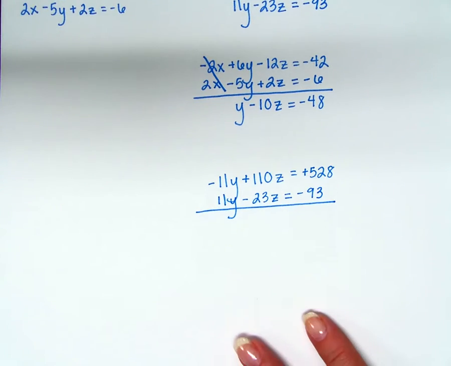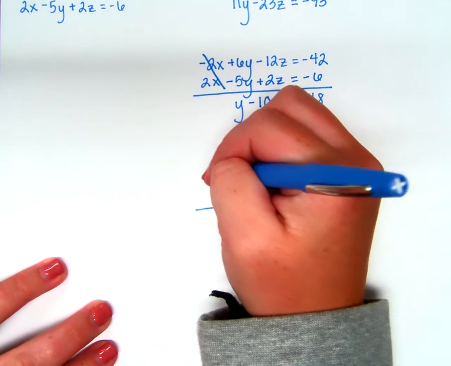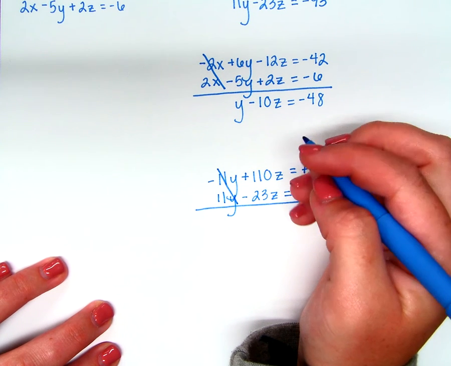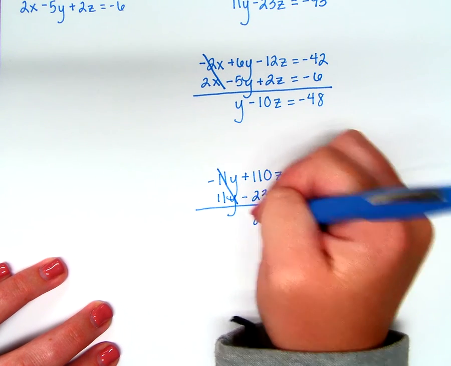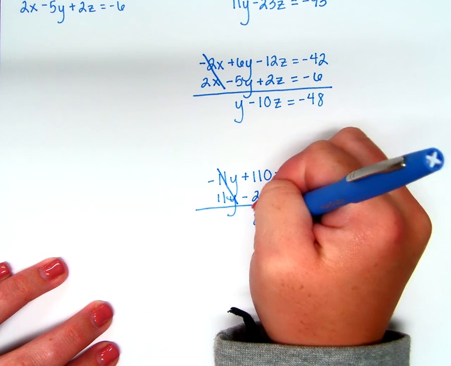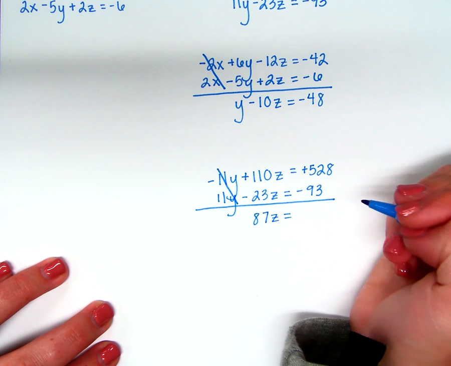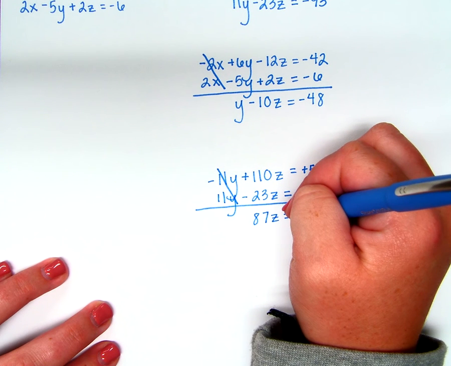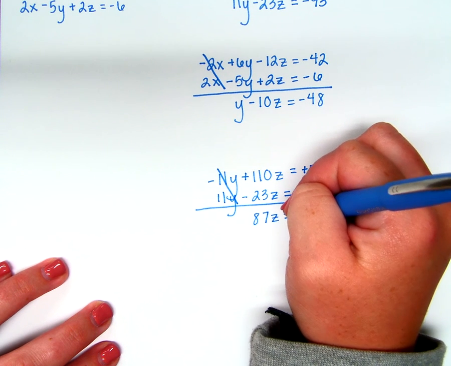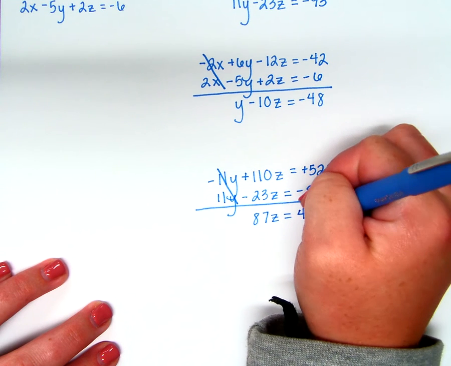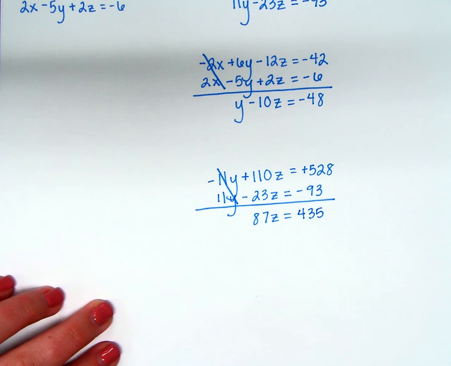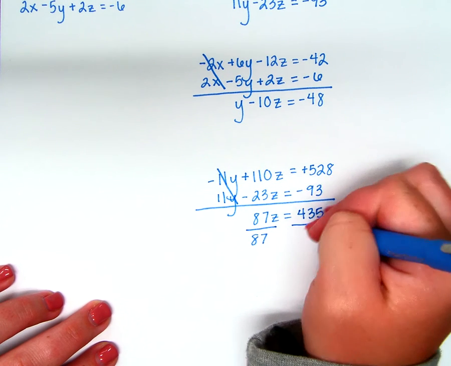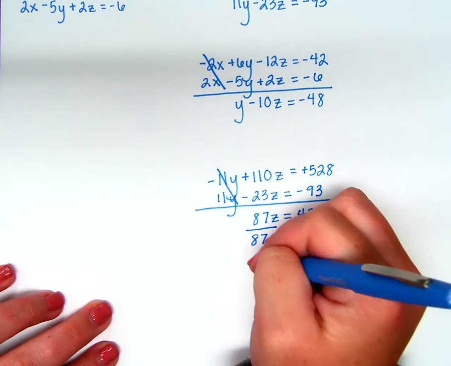Okay? So let's go ahead and combine these now. What do we get? 110 minus 23. 87. Good. 87z. And then 529 minus 93. 425? 435, excuse me. 435. So divide both sides by 87. Z equals?